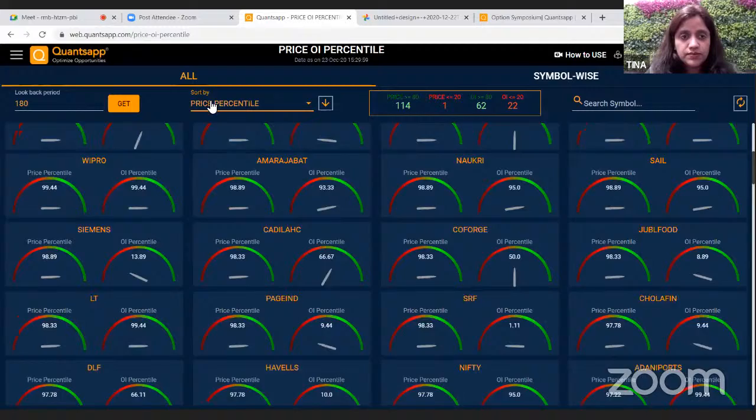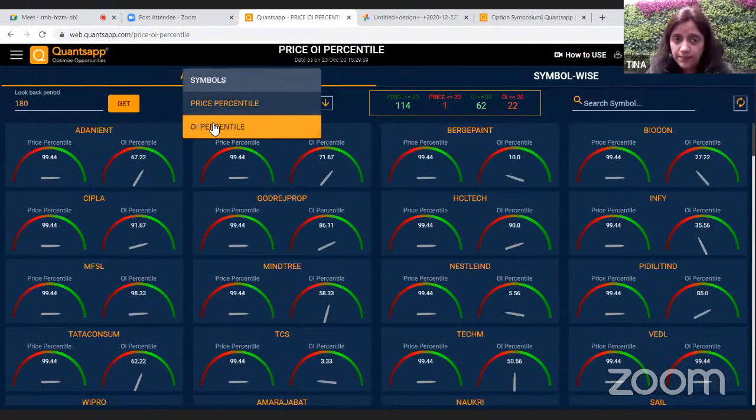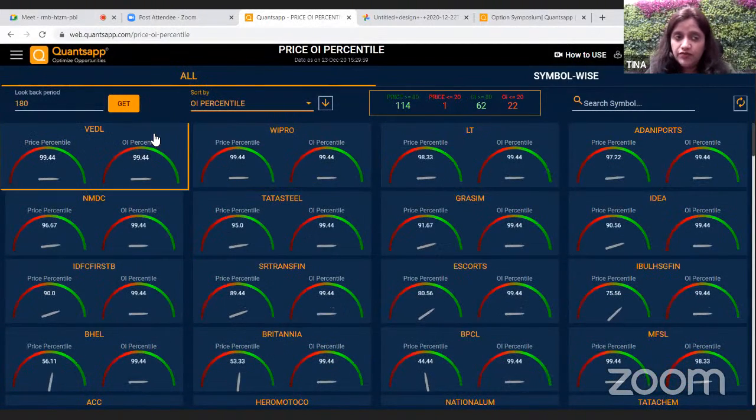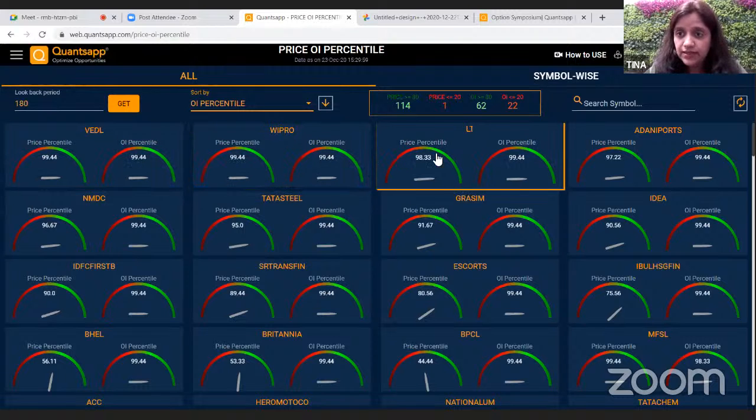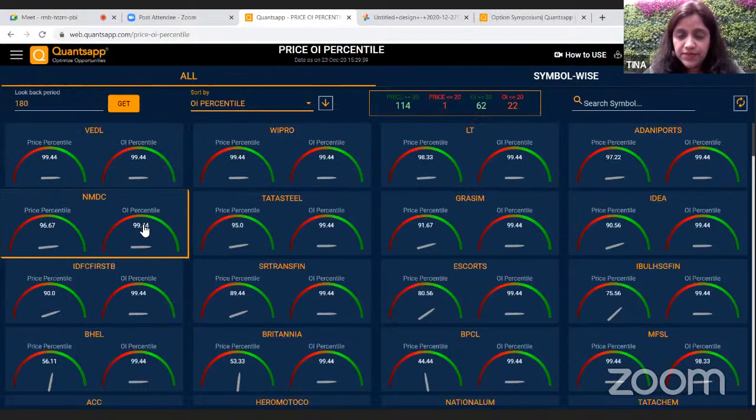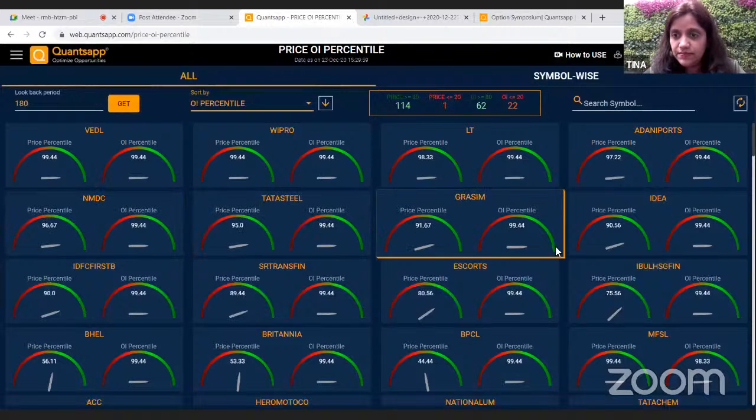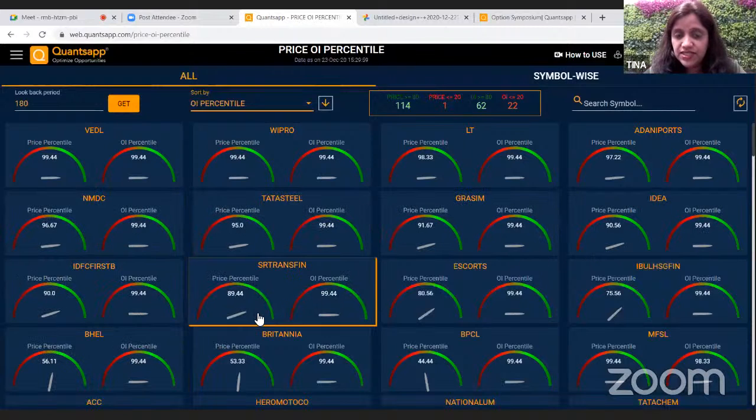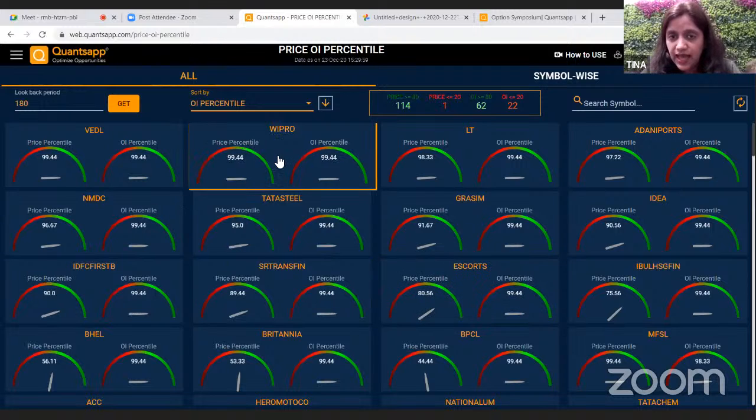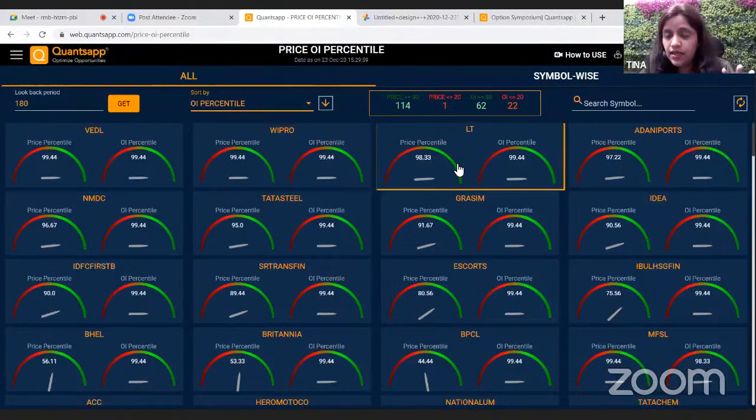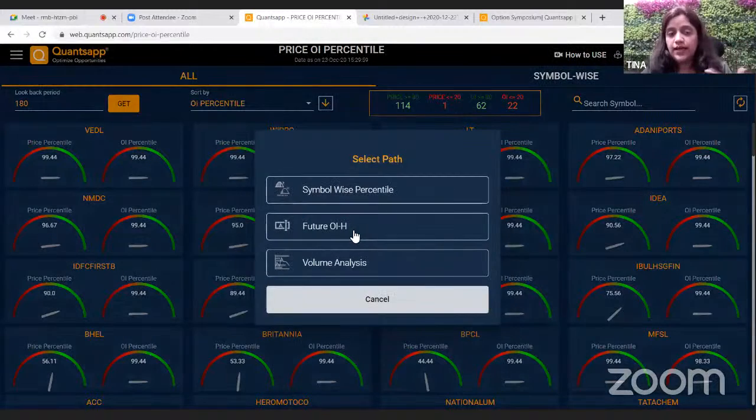Similarly, you can check from the OI percentile also. From here, you can see which are the stocks trading at the highest OI of the last, say, 180 days: Vedanta, Wipro, L&T, Adani Ports, NMDC, Tata Steel, Grasim, Idea, IDFC, Shriram, Escort. So you can have a list of stocks and see how the price and OI are moving.